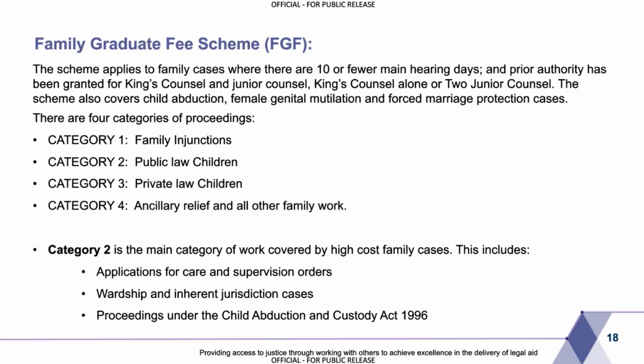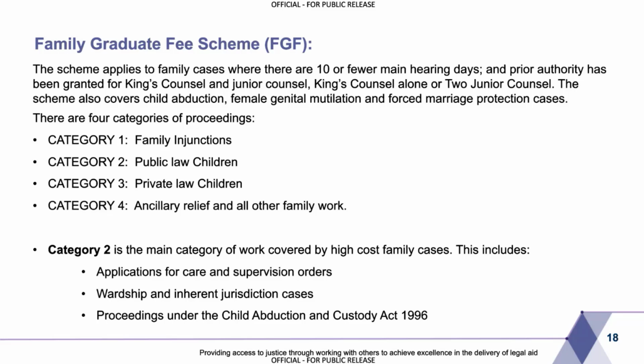So this scheme applies to family cases where there are less than 11 days of main hearing and prior authority has been granted for either King's Counsel and Junior Counsel, King's Counsel alone, or two Junior Counsel. This scheme will also cover cases regarding child abduction, FGM, and forced marriage, which may or may not have authority for King's Counsel or multiple advocates, so it would still apply for these cases where there's only single Junior Counsel authority.